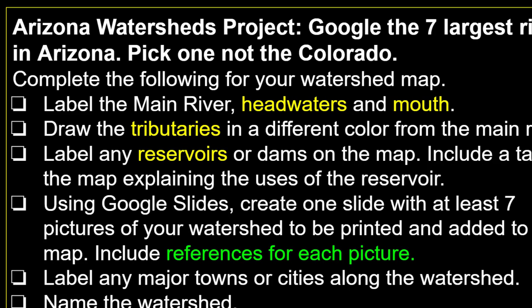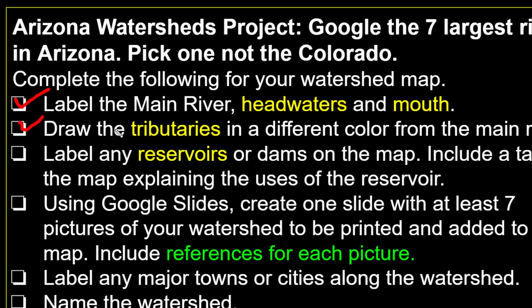So let's go ahead and go over the project real quick. It's called Arizona Watersheds Project. Google the 7 largest rivers in Arizona and pick one of those, but don't use the Colorado River. Okay. Let me just check them off as we talk about them. So the first thing you want to do is label the main river and figure out the name and the headwaters and mouth. If you don't know what those are, go ahead and Google them for that river.